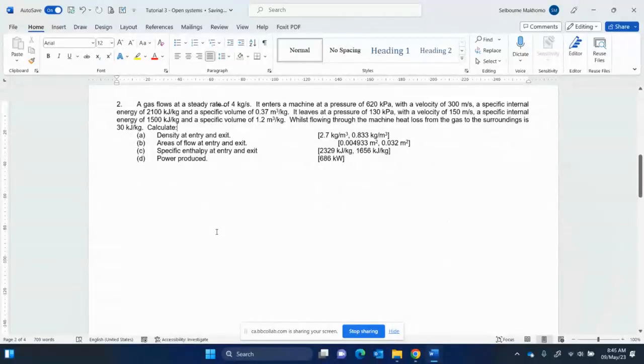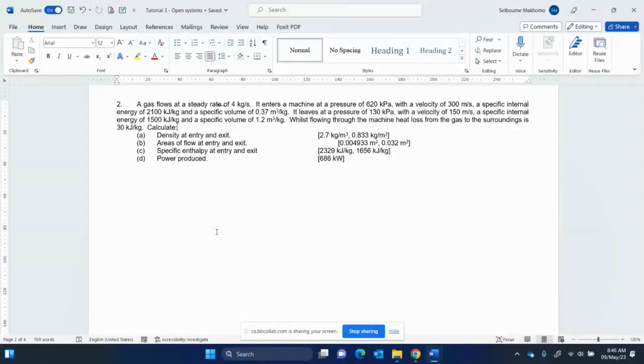All right, so let's have a quick look at the question. A gas flows at a steady rate of 4 kg per second. It enters a machine. Okay, a machine. We don't know whether the machine is a turbine or a compressor, but we will see. It enters at a pressure of 620 and a velocity of 300 and a specific internal energy of 2100. So these are inlet conditions.